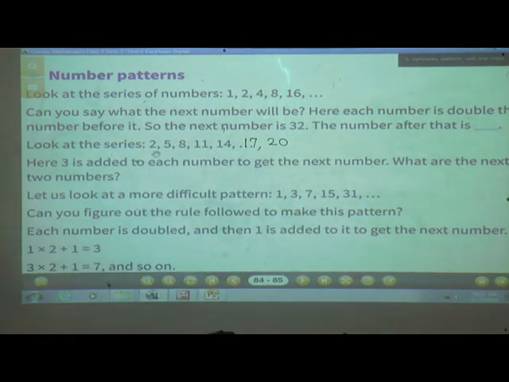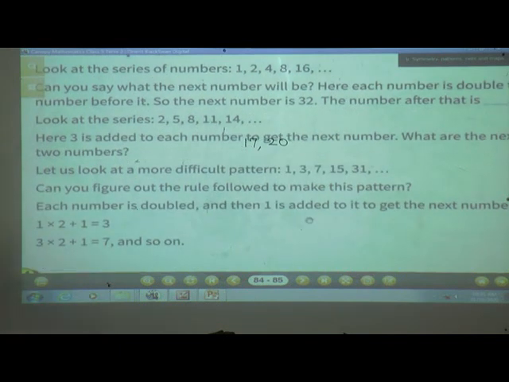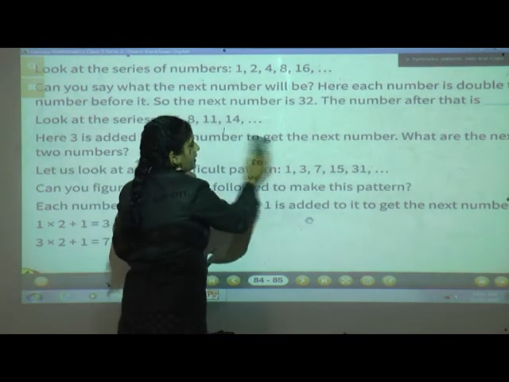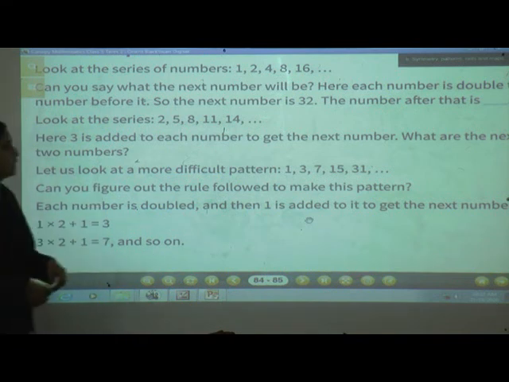Now tell me students, which type of pattern is this? See students, here each number is doubled and then 1 is added to get the next number. See here, 1 multiplied by 2, 2, and plus 1, 3. Even 3 multiplied by 2, 6, plus 1, 7.